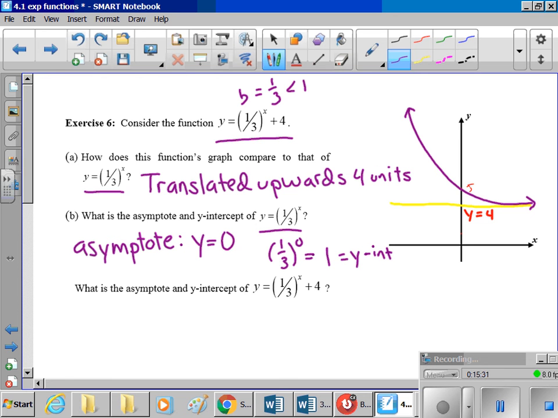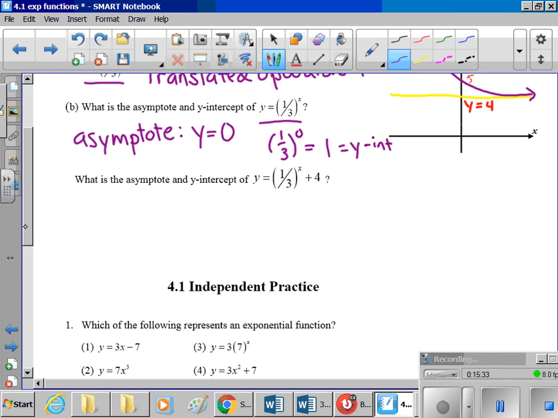If you've been instructed to, go ahead and do your independent practice. So asymptote is y equals 4, and our y-intercept is 5.